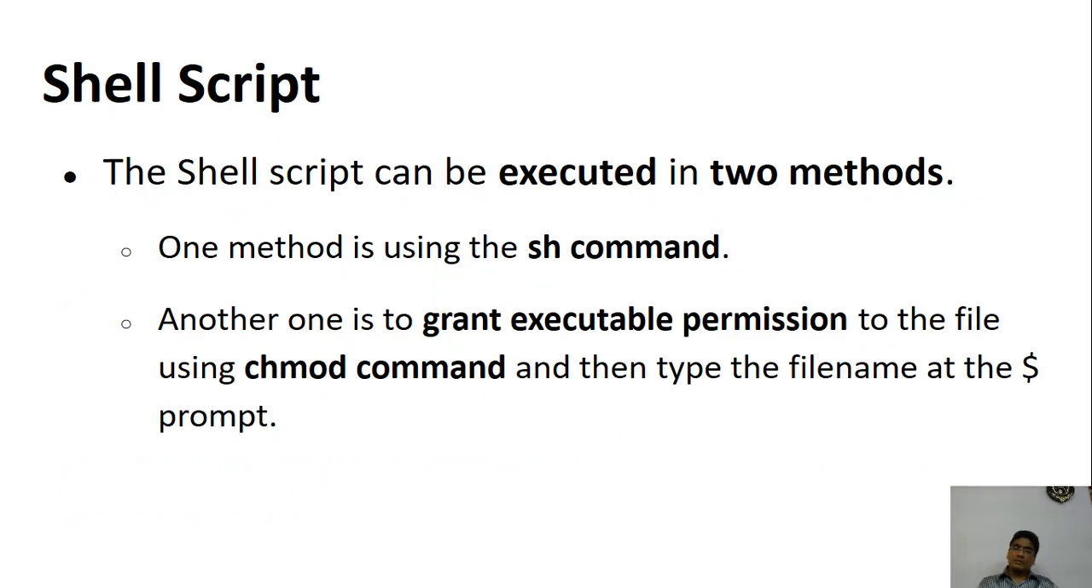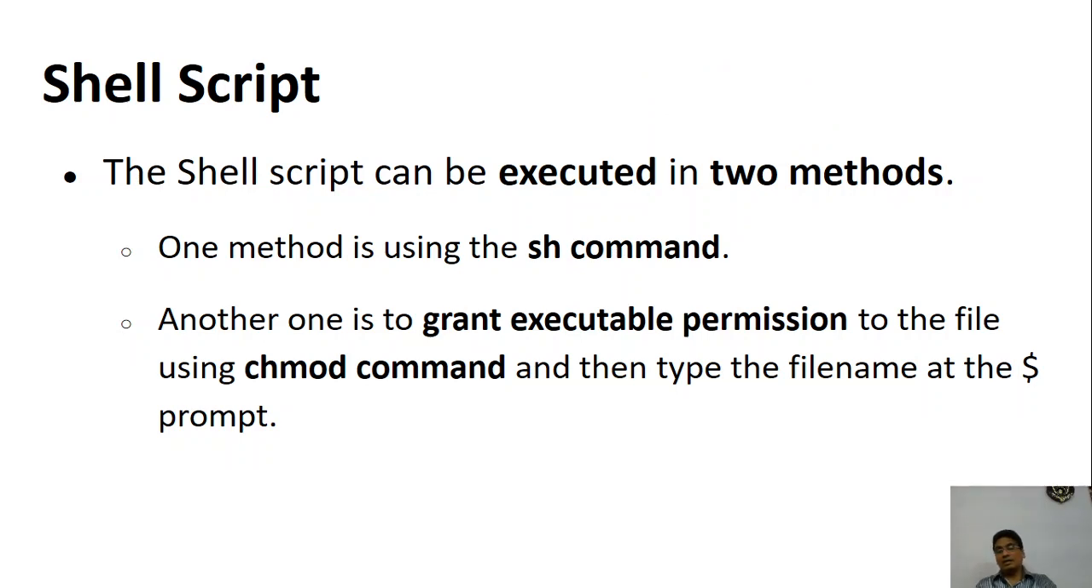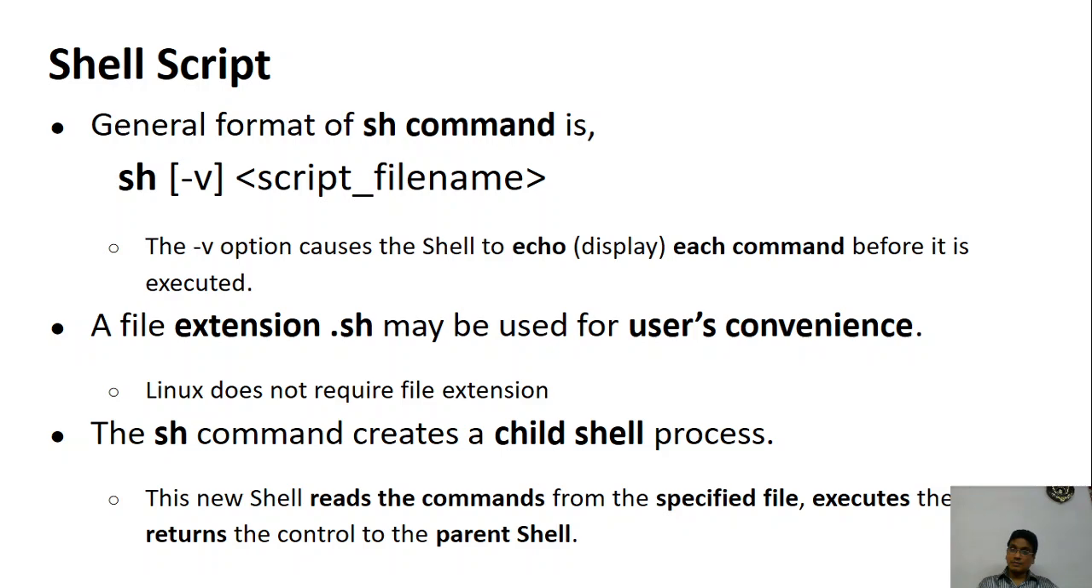There are two ways in which you can execute a shell script inside Linux. One is using the sh command. When you type sh, a child shell is created, and then you can use that. Another way is to give an execute permission for your file. I told you that you can write all your commands inside a file and then give it an execute permission, that is x permission. Then you can directly run it on the shell.